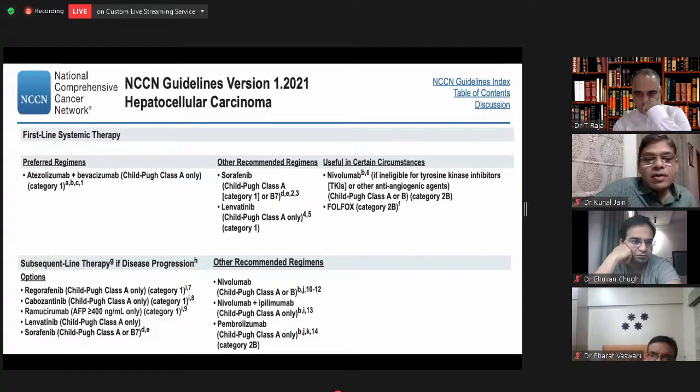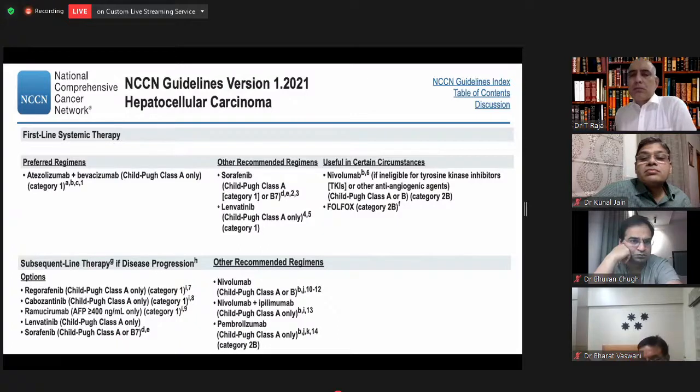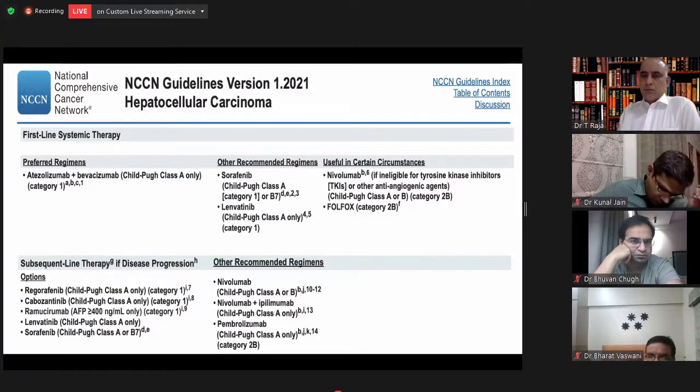So I'm not too hopeful about the other combinations, but atezolizumab plus Bev, if the patient can afford it and is in Child-Pugh class A and has no varices, which is very rare to have such a fit patient. But if it is there, then it should be offered. The rest of the IO combinations probably should be kept for second line.